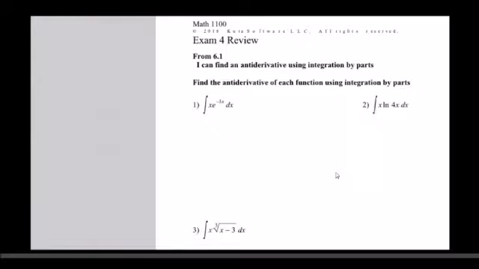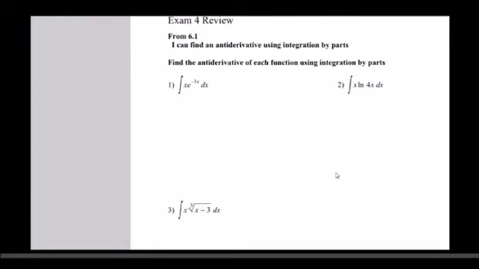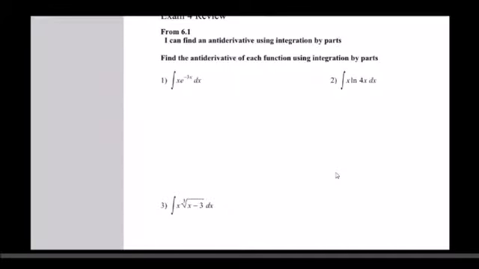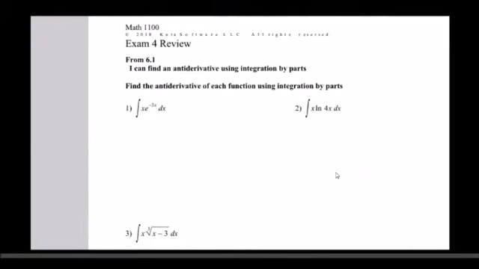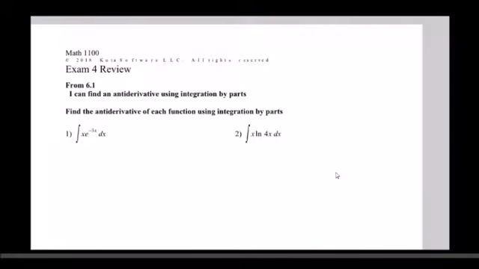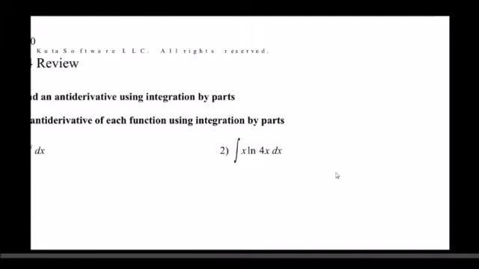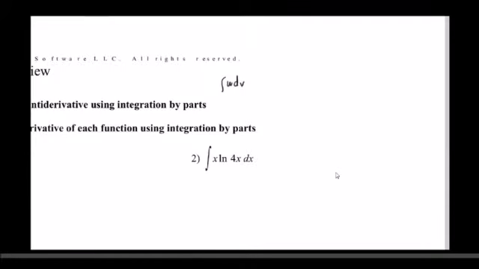So question 1, we need to find the antiderivative. Now the integration by parts formula, let me write it over here. Integration by parts formula says if we can write our integrand as u times dv, if we can somehow make it fit into u times dv, the integral of u times dv, then we can find the antiderivative by using the formula u times v minus the integral of v times du.